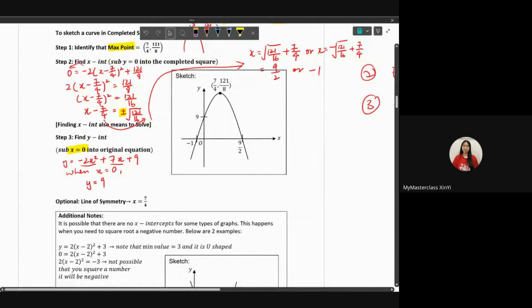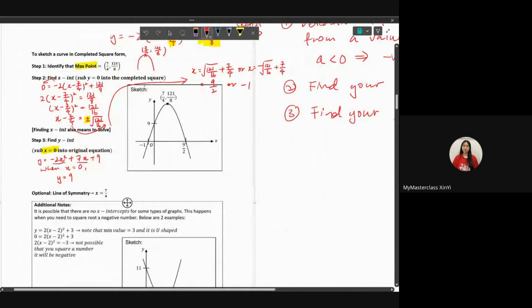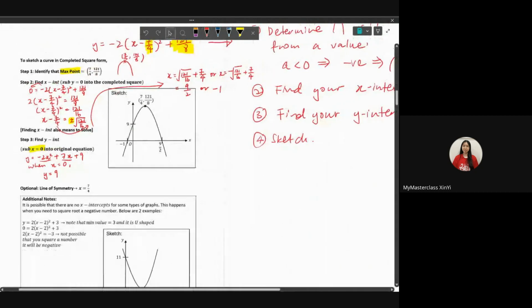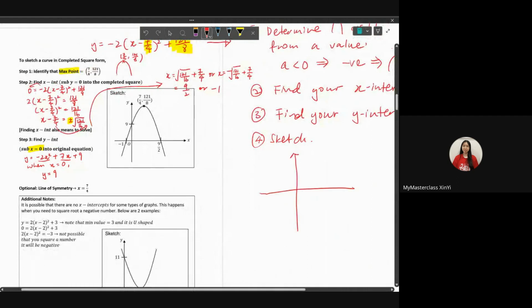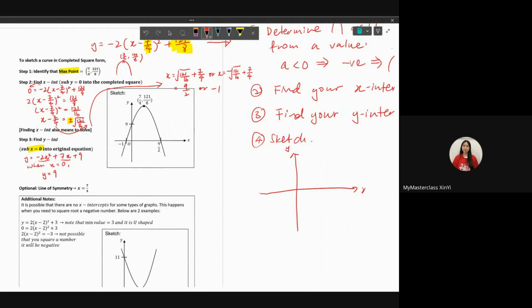Then after you have done all this, it's time to put all your values inside the graph. So step 4 is to sketch. Again, draw your x and y-intercept first. This is your y-intercept, your x-intercept. Then label all your intercepts first. You found your x-intercept is 9 over 2 or -1. So over here, -1 should be on the negative axis, and your 9 over 2 should be here. That is for your x-intercept. Your y-intercept is 9, so 9 should be somewhere here.